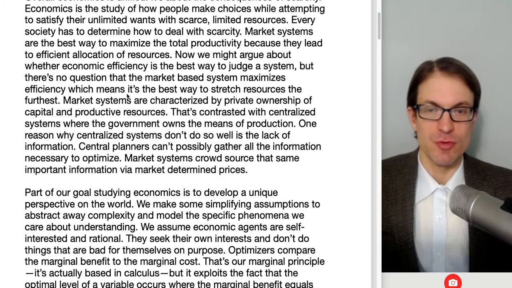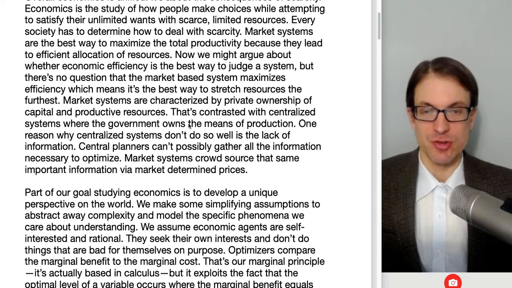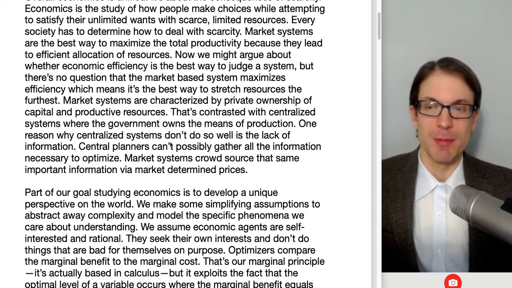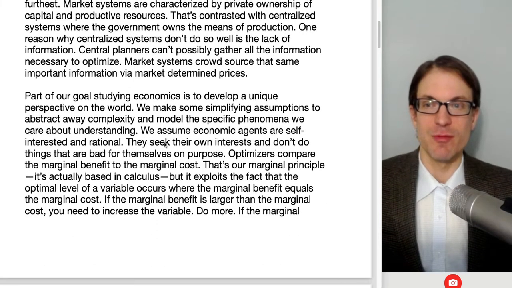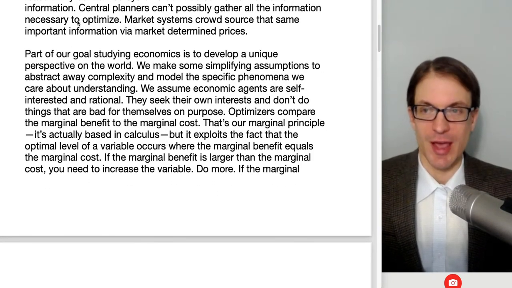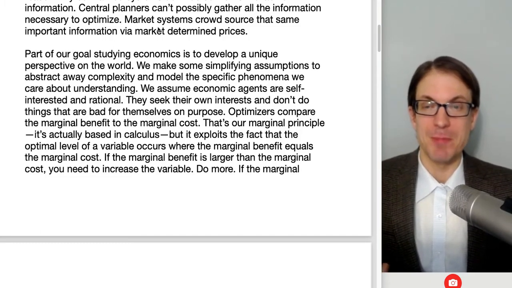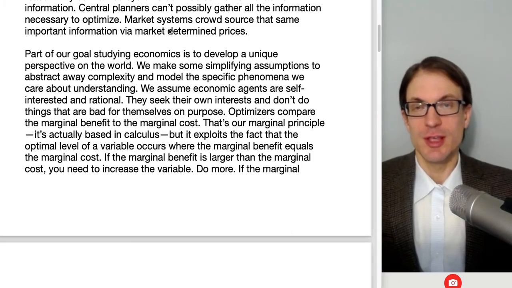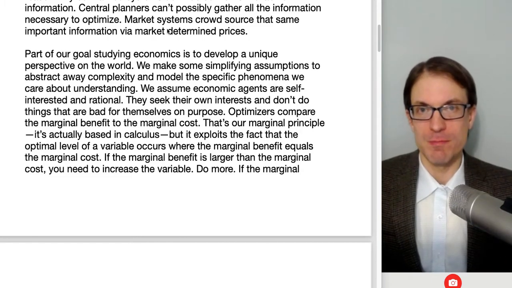Market systems are characterized by the private ownership of capital and productive resources, which is contrasted with centralized systems, with a central planner, where the government would own the means of production. One reason why centralized planners don't do as well as the market-based system is the lack of information. Centralized planners can't possibly gather all the information that's necessary to optimize. But market systems do, and they do this through the price signal. Basically, market systems crowdsource all the information that's necessary to make economic decisions via market-determined prices.